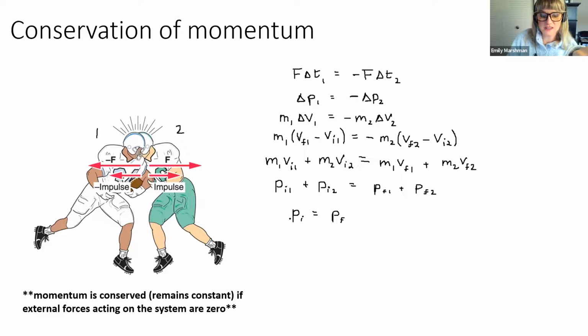And this is the final momentum on the right-hand side of the system of two players. What does this tell me? That the initial momentum of the players before they collide is equal to the final momentum of the players after they collide. This is what we mean by conservation of momentum. And this can help us solve problems. Like, what if two cars collide and stick together? How fast are they moving after the collision?